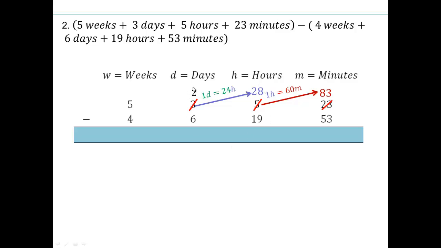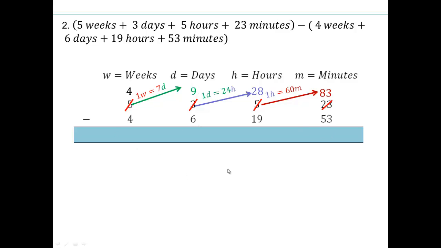Now I have 2 days, subtract 6 days, which I cannot do, right? So I have to borrow 1 from here then. So we're going to take away the 5, make it 4 weeks. 1 week is 7 days. 7 plus the 2 days left over from before were 9 days. Now I can do the subtraction of 9 minus 6.